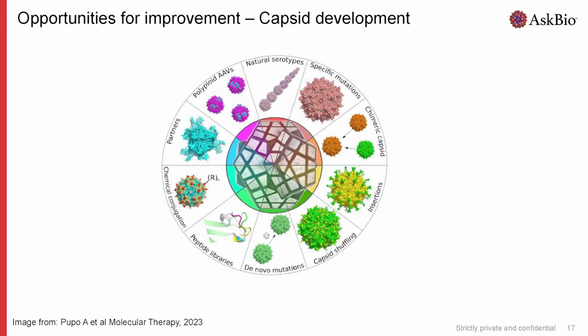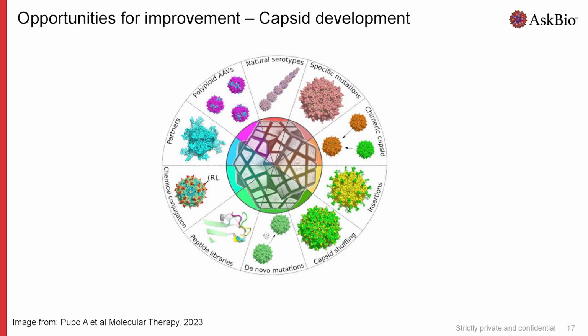A significant amount of work is focused on optimizing promoters and the transgene, but I don't have time to go into those details. What becomes evident is that modifying the immune response through inhibitors or modifications will really further advance AAV gene therapy. So I'll just dive into a couple of these opportunities for improvement, primarily around capsid development, because that's where I've spent a lot of my scientific career.